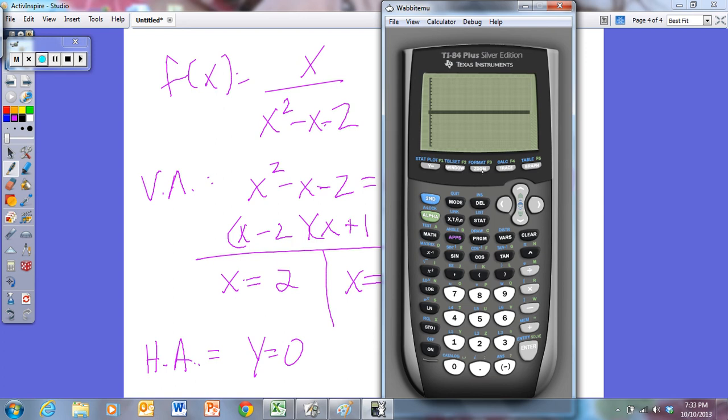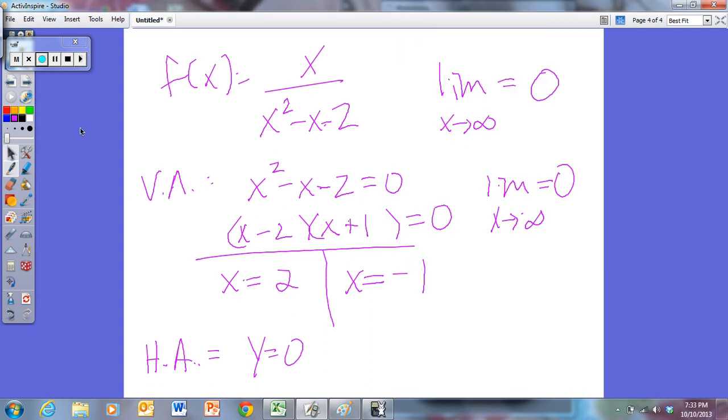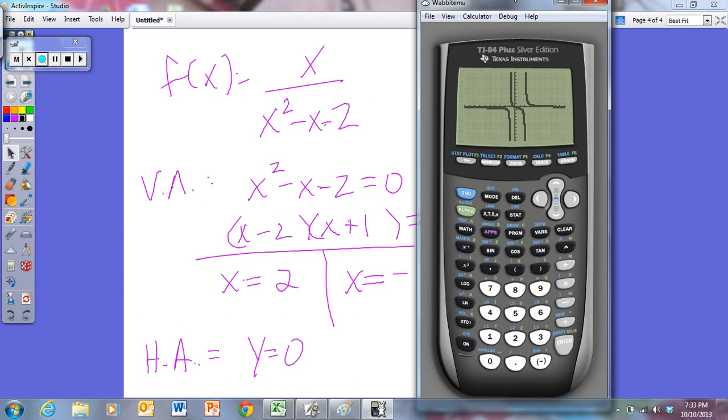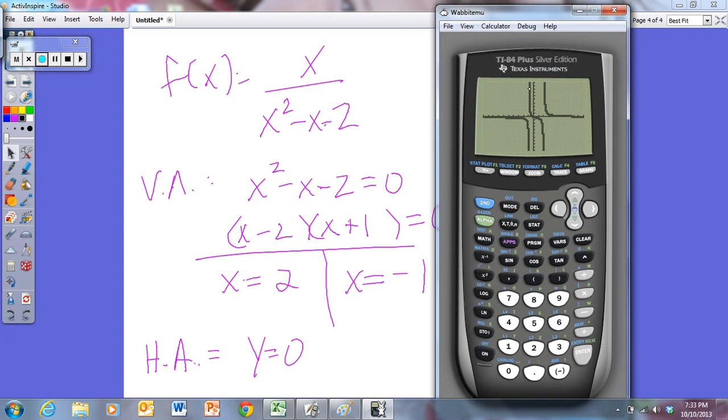Now let's go back to the regular 10 by 10 window and notice the vertical asymptote at x equals 2, that's right here, and the horizontal asymptote at y equals -1, that's right here. There's a couple examples of asymptotes.